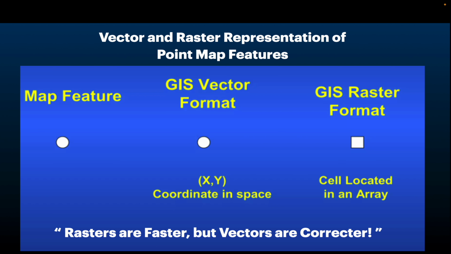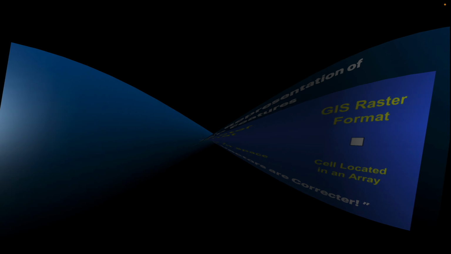Rasters are faster, but vectors are correcter. Rasters are faster, but the raster file is costly and not easily accessible. You have to rely on some other agencies. Vectors you can easily create, and they have more precise information. Vectors have more precise information.